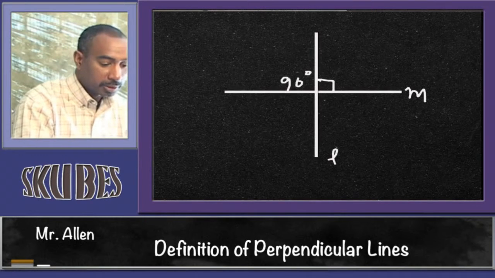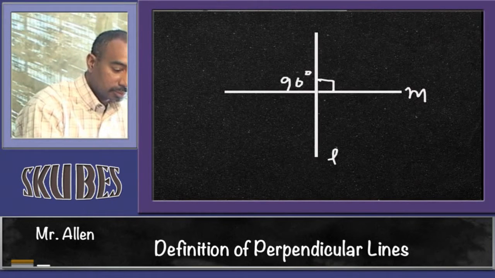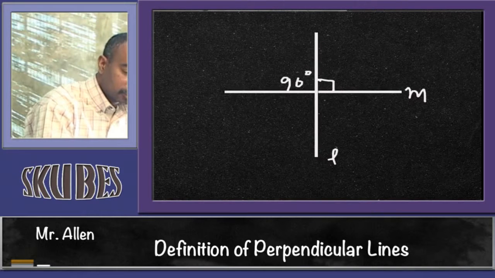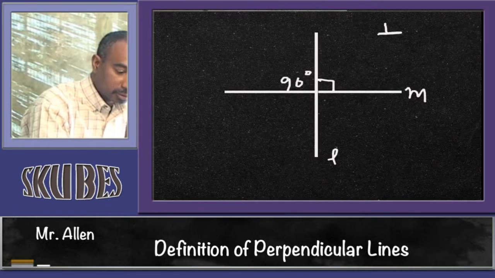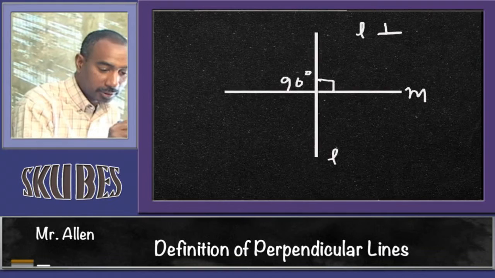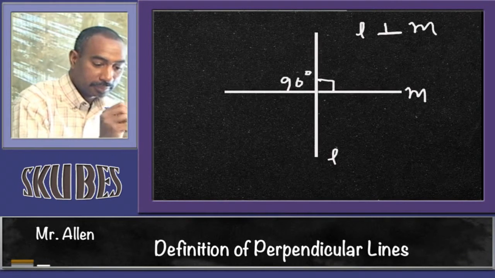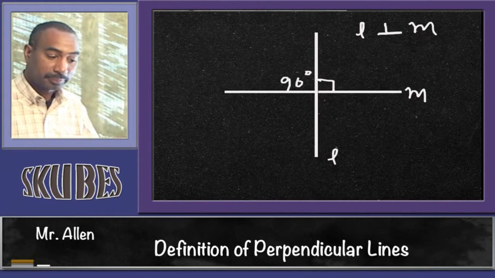And the symbol for perpendicular is this symbol here. So we can say line L is perpendicular to line M. That's how you read that.